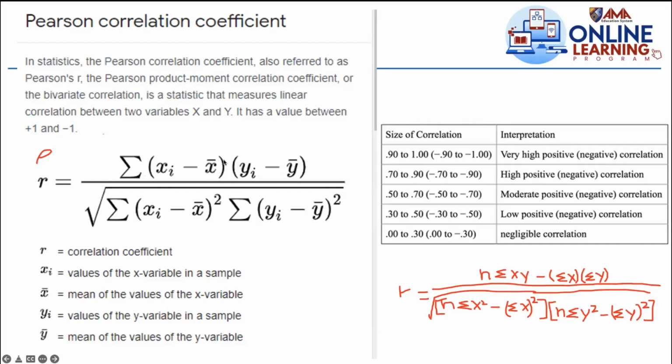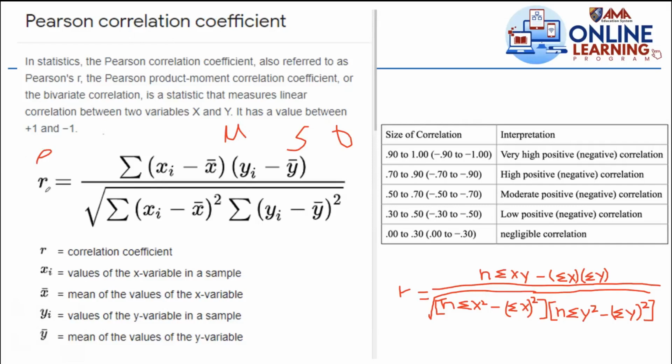The sample mean is X bar; the population mean, we denote it as mu. Remember this symbol from the previous lesson. And then s is the sample standard deviation, but if it is the population standard deviation, we denote it as sigma, a Greek letter. So for the population correlation coefficient, we use this symbol. For the sample, we use this.